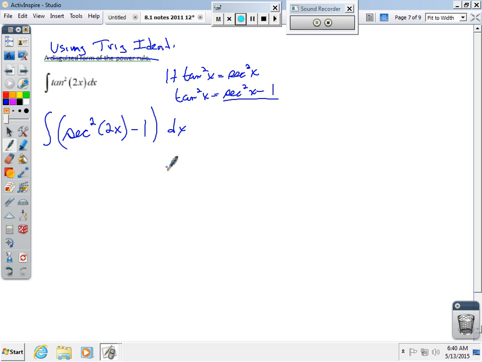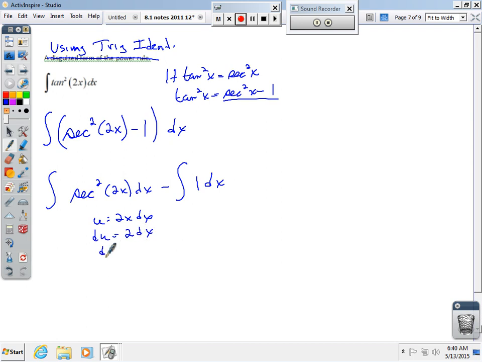And again, you break it apart, and that's secant squared 2x dx minus 1 dx. You're going to have to go back and check out your integral rules for secant squared x. When you integrate that, you get a tangent. So got to do a little u substitution first. So u is equal to 2x, and then du is equal to 2 dx. So du over 2 equals dx.